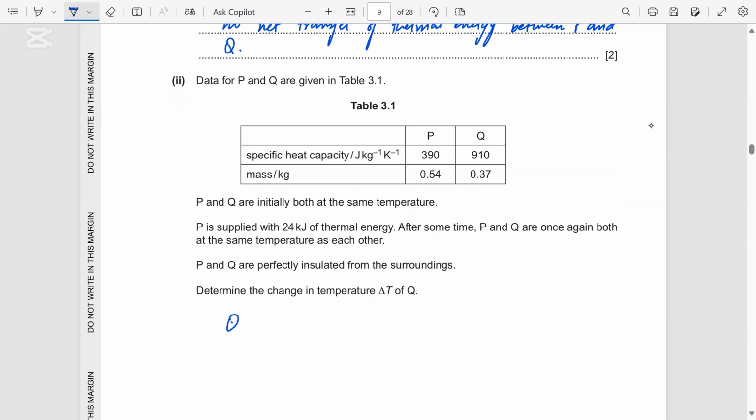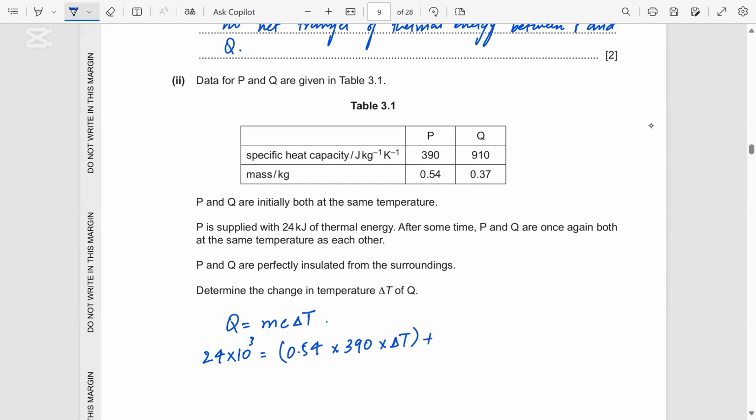You know that Q is equal to mc delta theta, delta T, right? And the energy that is being supplied here is 24 kilojoules. So this is going to be 24 into 10 raised to power 3. The mass of the P that we have is 0.54 times the specific heat capacity, that is 390. And of course, there is a change in temperature as well, because after some time, P and Q are once again both at the same temperature with each other. So there is a change of temperature, that is delta T.